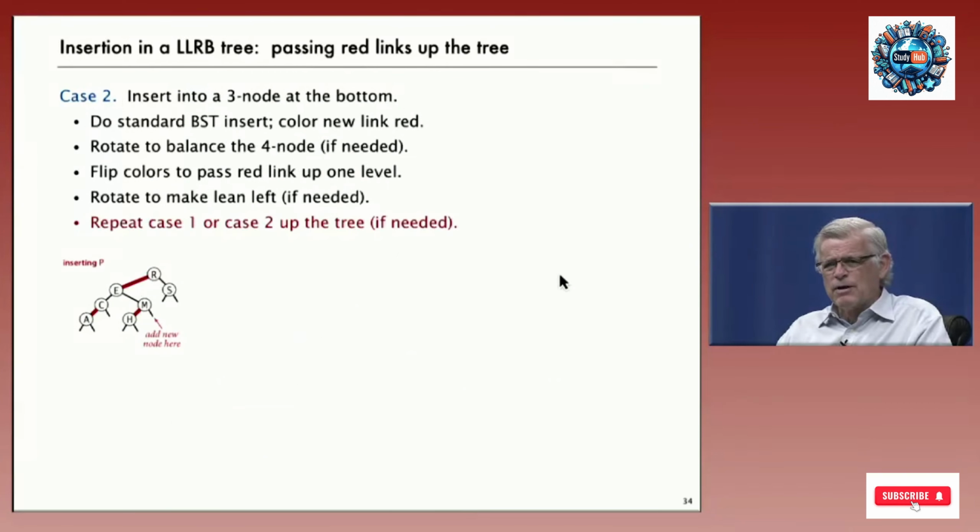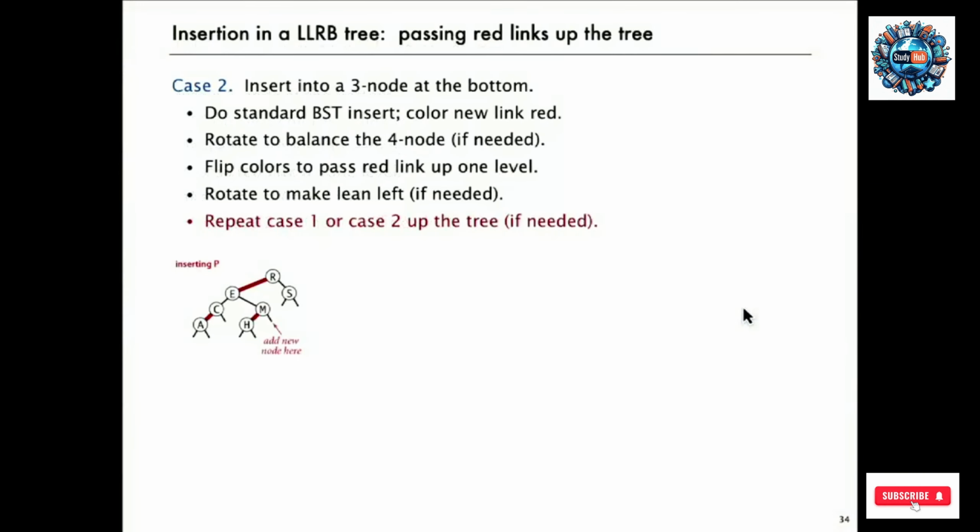So here's another one that involves, remember we passed that red link up. If that gets passed up to a 3-node, then we have to continue moving up the tree and just treat it in the same way as we just treated inserting at the bottom. We have a new red link appearing into some 3-node. There's the 3 cases that could happen. And here's an example. So say we're inserting P into this left-leaning red-black tree.